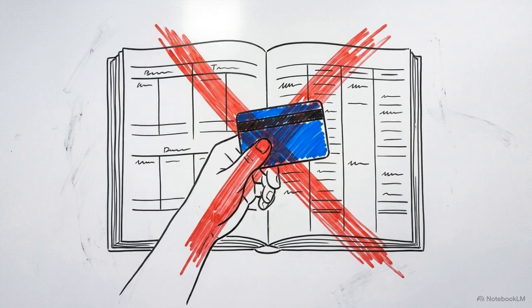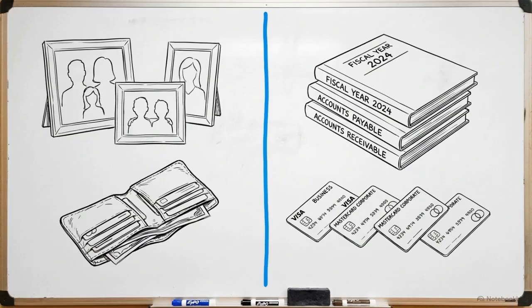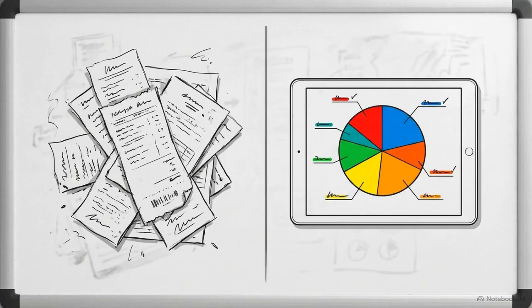Be careful to avoid a common beginner error here. Never record personal owner draws as business operating expenses. Keep personal and business activities strictly separate. Consistent, rules-based categorization turns a meaningless list of bank charges into clear business intelligence.